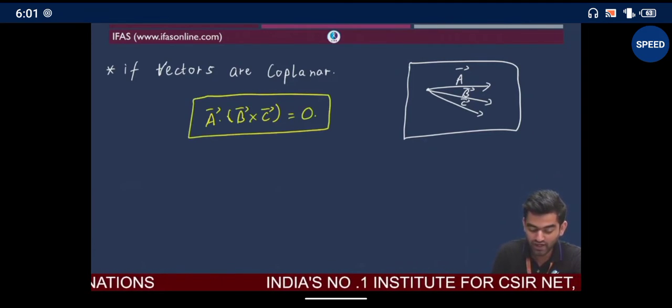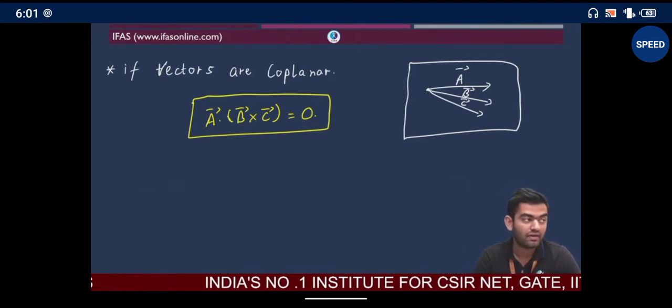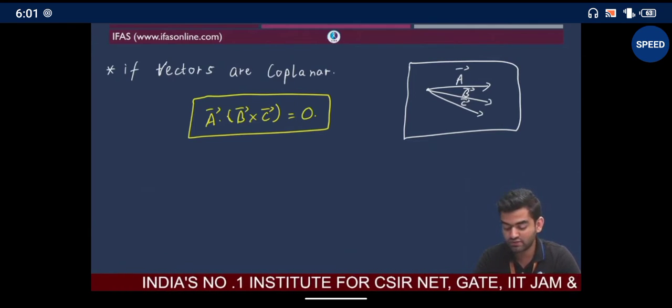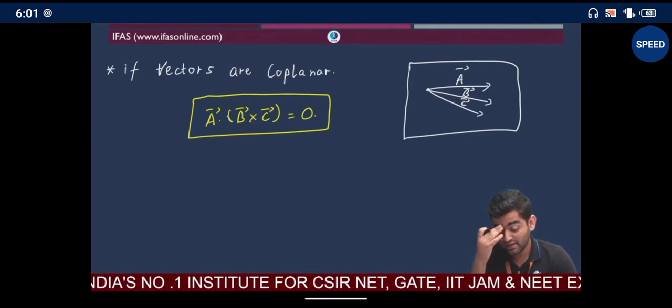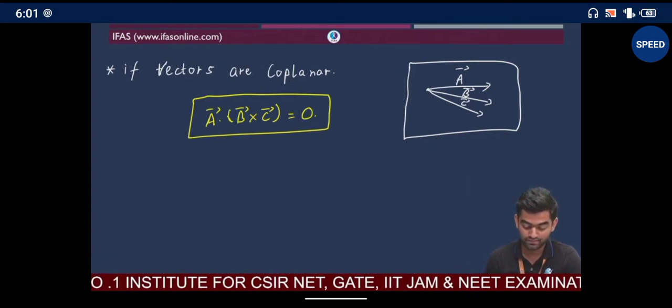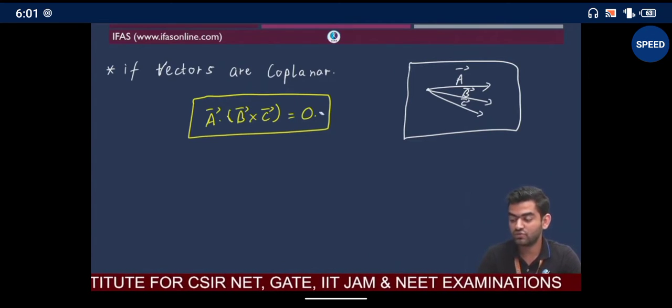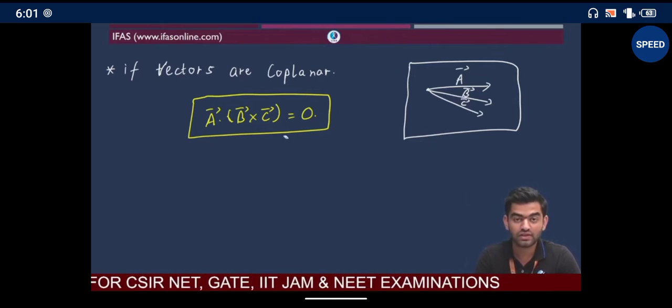So there won't be any volume occupied, and hence the scalar triple product of these three is simply going to be 0. If the vectors are coplanar, that means all the vectors lie in the same plane, then their scalar triple product is simply going to be 0. These are the few things that we need to know about the scalar triple product.